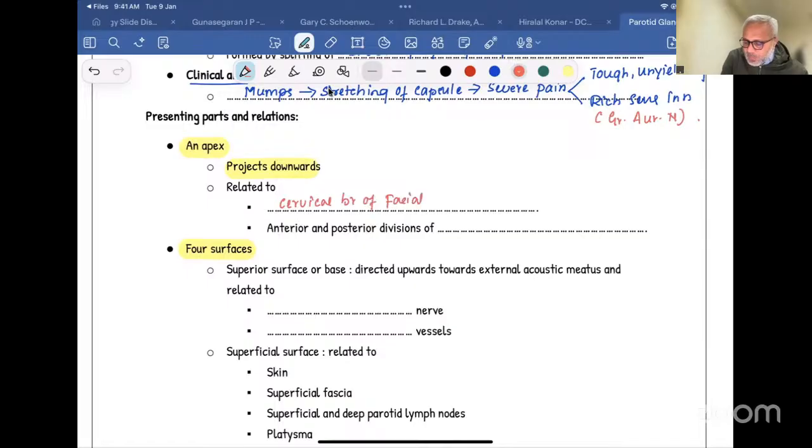And this, as we know, will supply which muscle? Can you tell me, out of the 5 branches we have over the face, the cervical branch should supply what muscle of the neck?